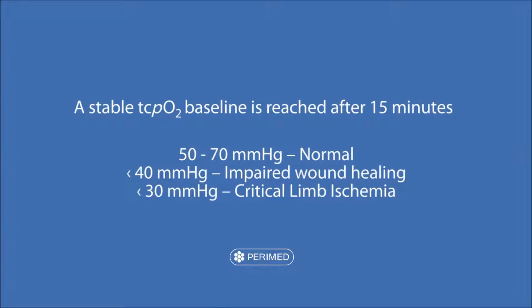The transcutaneous oxygen tension in a healthy person is about 70 millimeters of mercury, or 50 millimeters of mercury on the foot. Values lower than 40 millimeters of mercury are associated with impaired wound healing, and values lower than 30 millimeters of mercury and often less than 20 millimeters of mercury are indicative of critical limb ischemia.